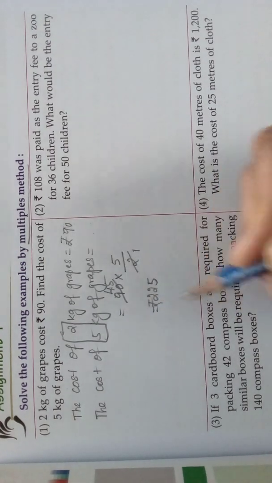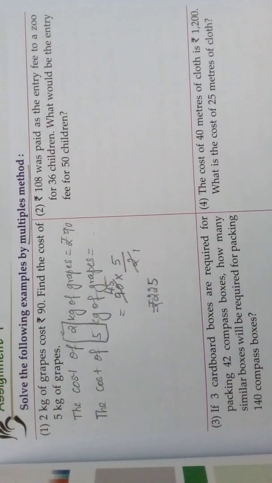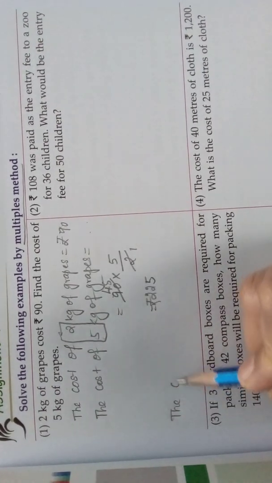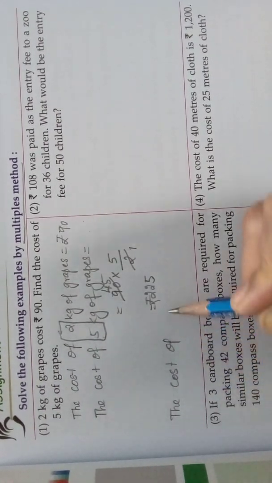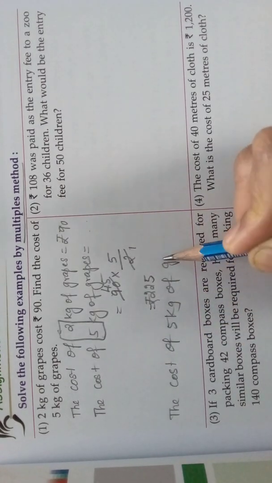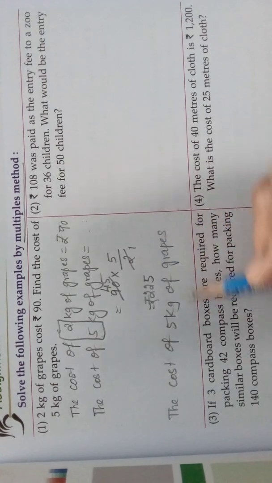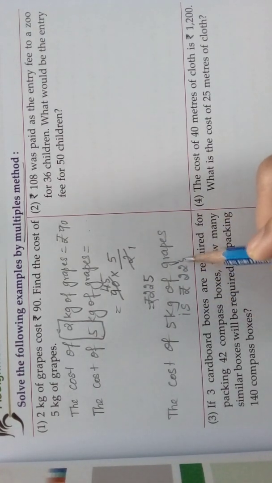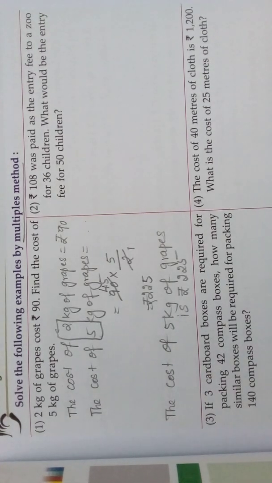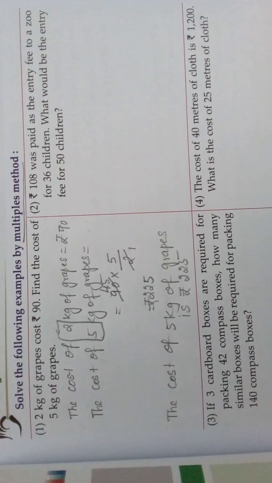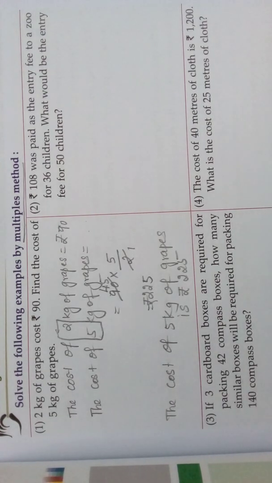So what is the cost of 5 kilograms of grapes? The cost of 5 kg of grapes is 225 rupees. Understood, children? Nice, no? So this is about the multiples method.